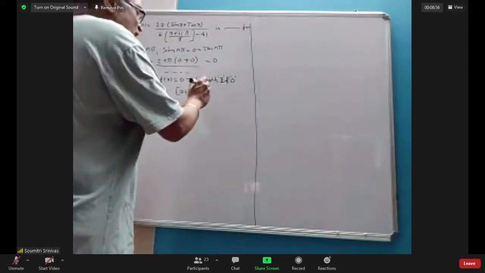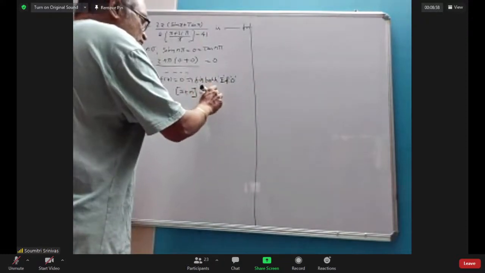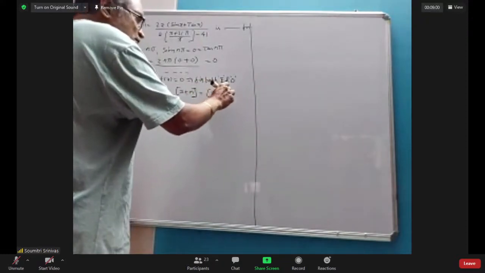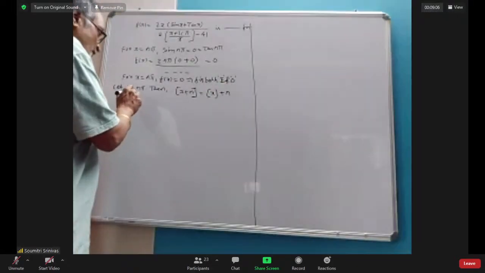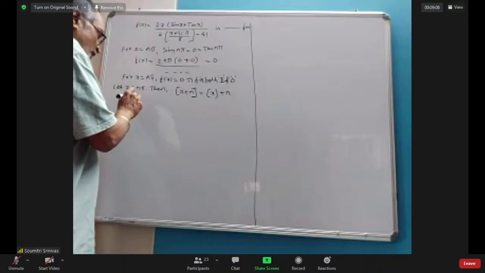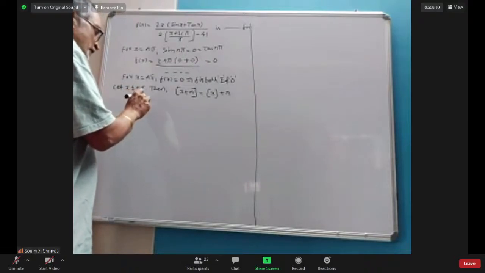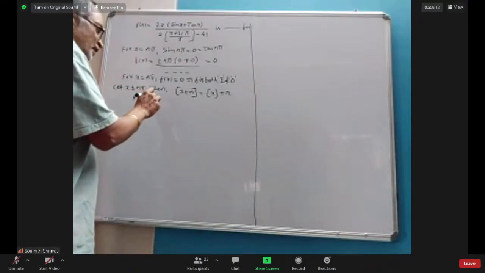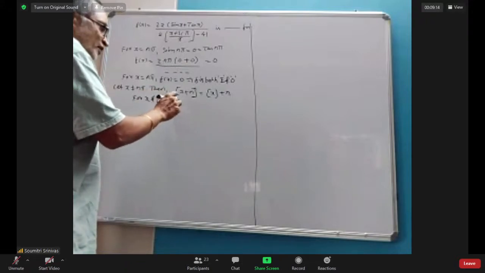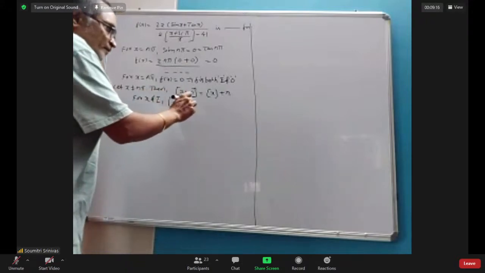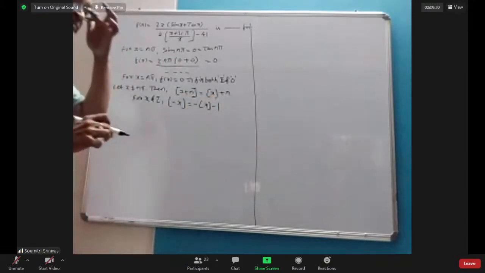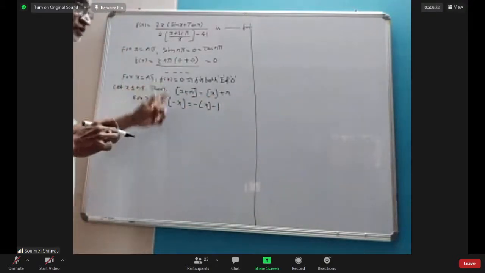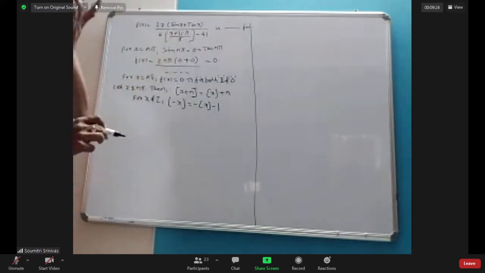What is step of x plus n? For x not an integer, what is step of minus x? Remember? Minus step x minus n. I use these two properties here.